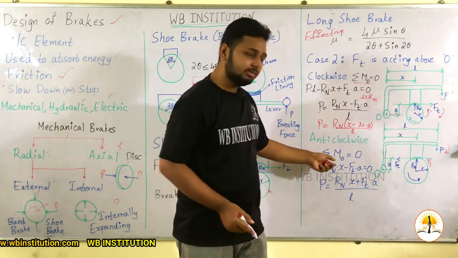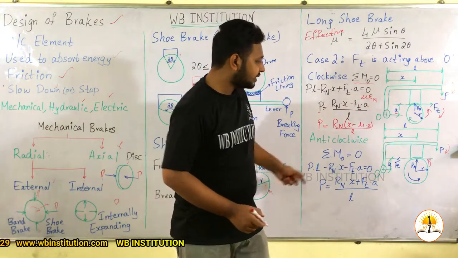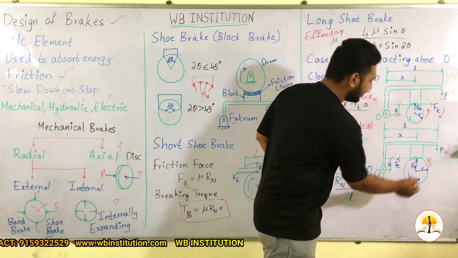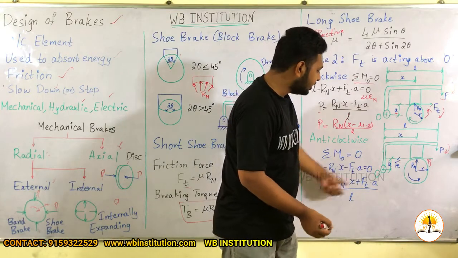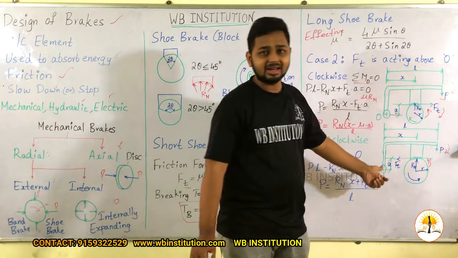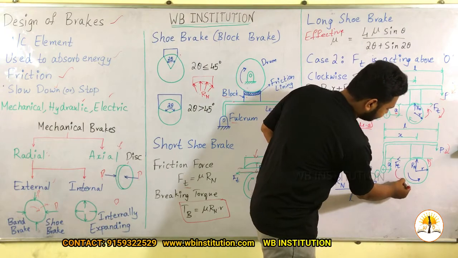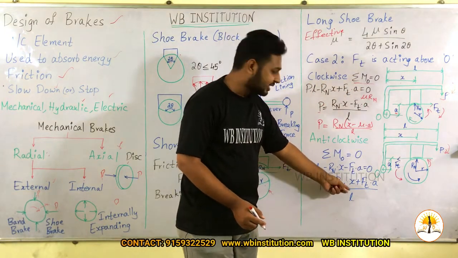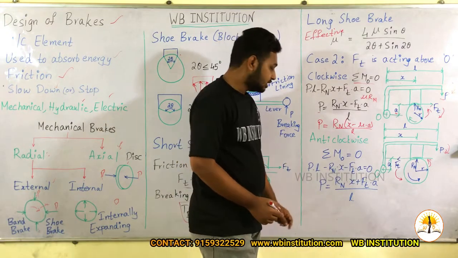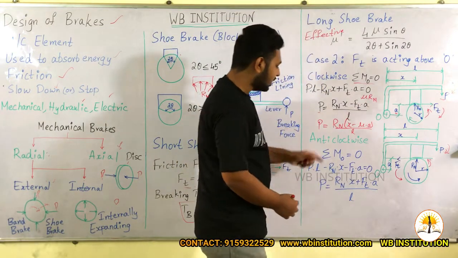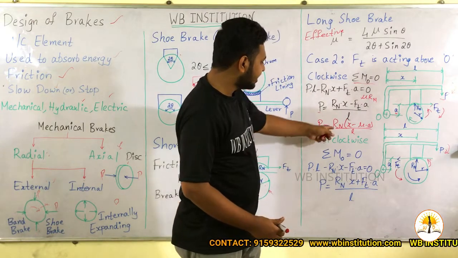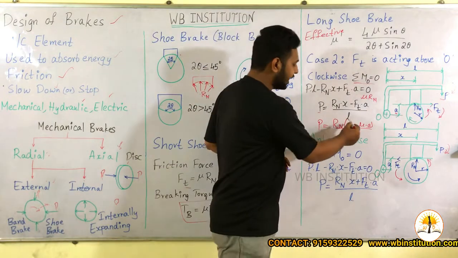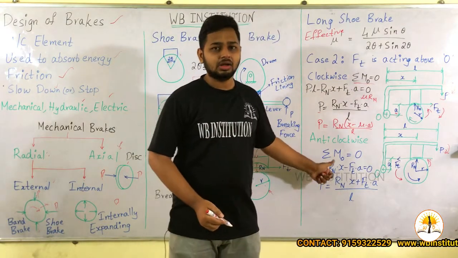Let us see, that is sigma MO equal to 0, P into L, that is the clockwise direction of P, minus Rn into X. Rn is acting in the anti-clockwise direction, minus Ft into A. So Ft is also acting here in an anti-clockwise direction. Now this equation can be written as P equal to Rn into X plus Ft into A divided by L. So we can write Ft as mu into Rn, and if we take Rn as common, then we can write the same equation, P equal to Rn into X plus mu A divided by L for anti-clockwise direction.